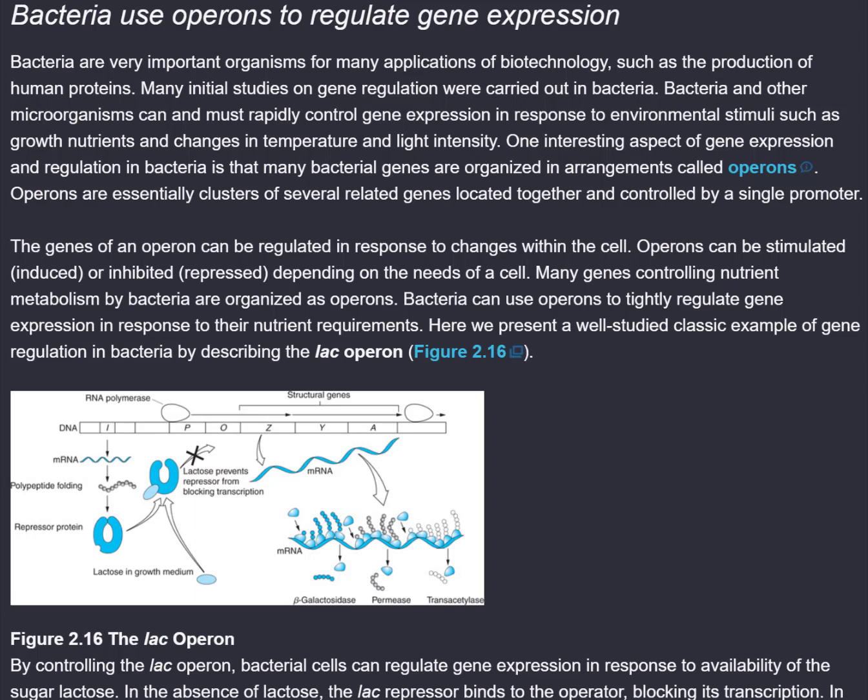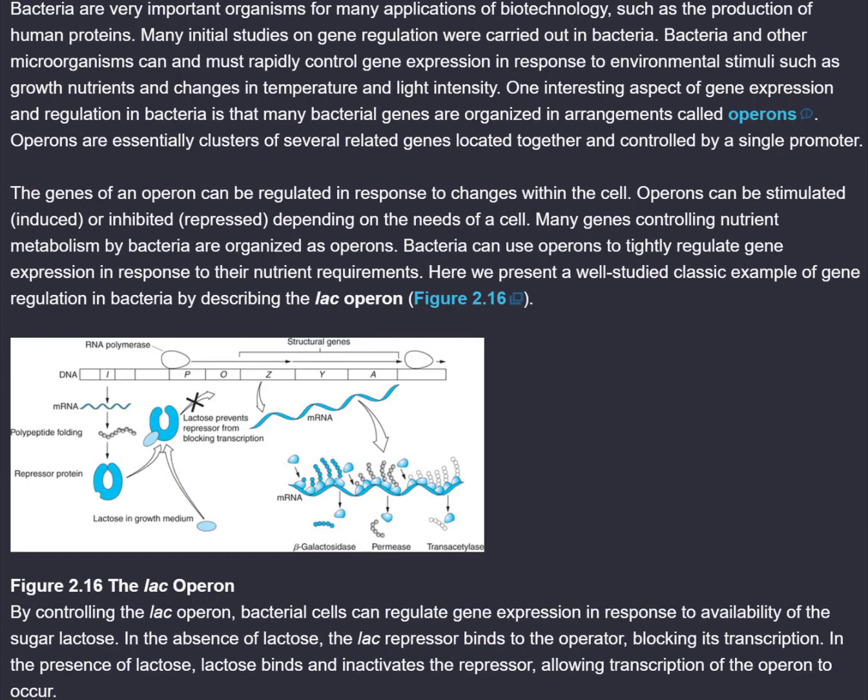Bacteria use operons to regulate gene expression. Bacteria are very important organisms for many applications of biotechnology, such as the production of human proteins. Many initial studies on gene regulation were carried out in bacteria. Bacteria and other microorganisms can and must rapidly control gene expression in response to environmental stimuli such as growth nutrients and changes in temperature and light intensity.